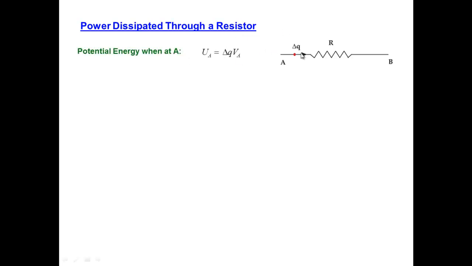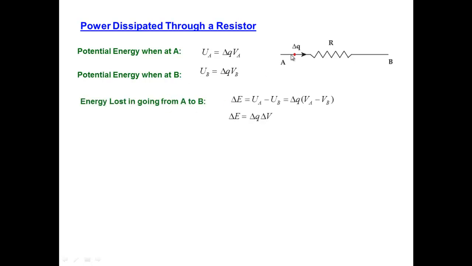So imagine a charge delta Q that's going to flow through a resistor R from point A to point B. Its potential energy at points A and B is simply given by the charge times the potential at that point. We've seen this equation before, and so if I want to calculate the energy that's lost when the charge moves through the resistor, that's going to be the initial energy U_A minus the final energy U_B. Substituting in from these two equations for the potential energy, we get delta Q times (V_A minus V_B), or just delta Q times delta V. Delta V is the potential drop across the resistor.